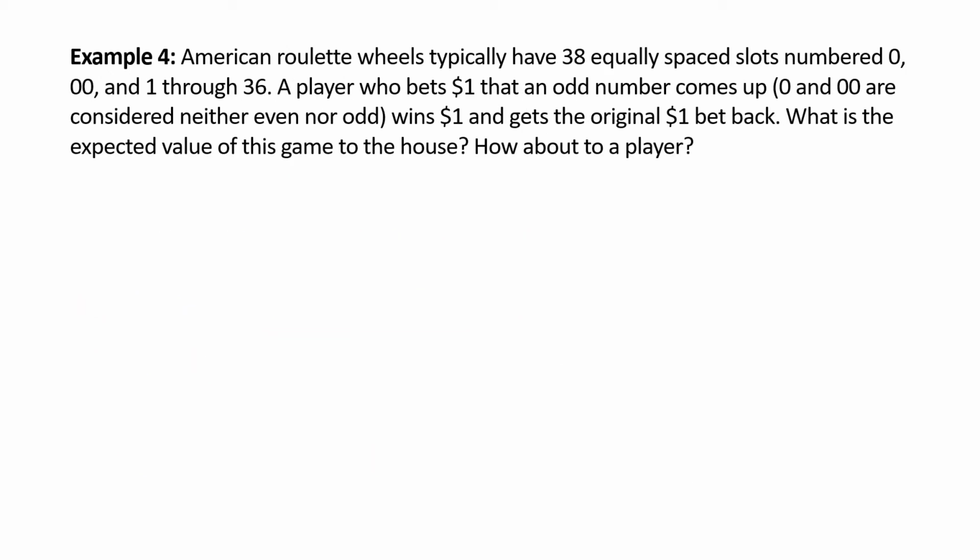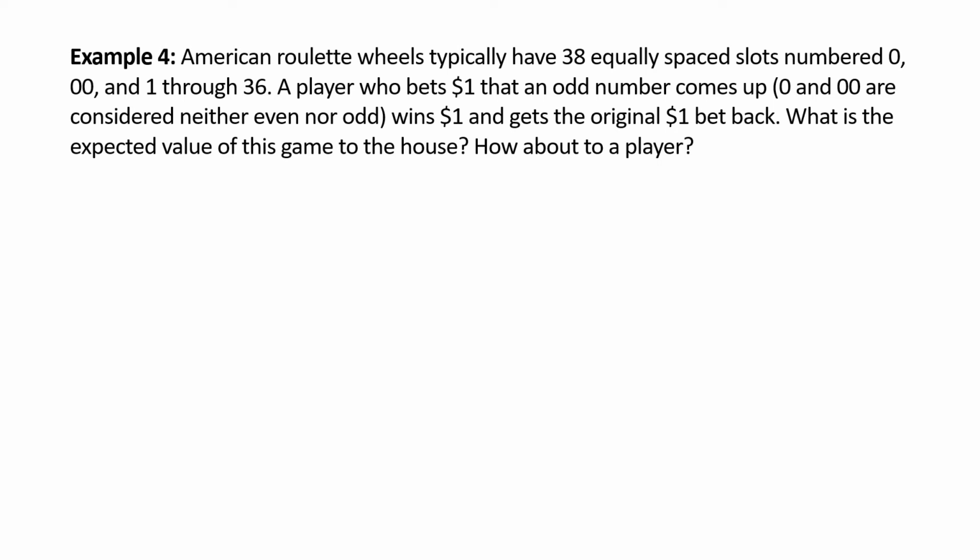Example: American roulette wheels typically have 38 equally spaced slots numbered 0, 00, and 1 through 36. A player who bets $1 that an odd number comes up, 0 and 00 are considered neither even nor odd, wins $1 and gets back the original $1 bet. What is the expected value of this game to the house? And how about to the player?